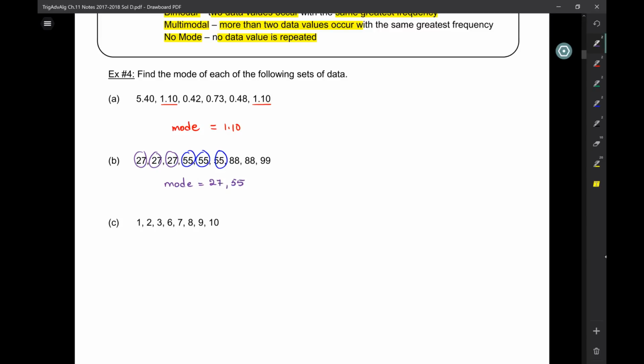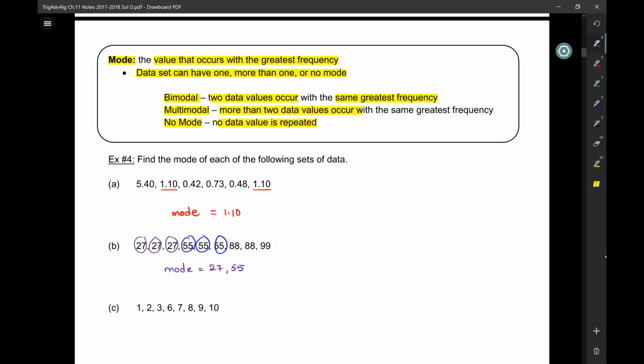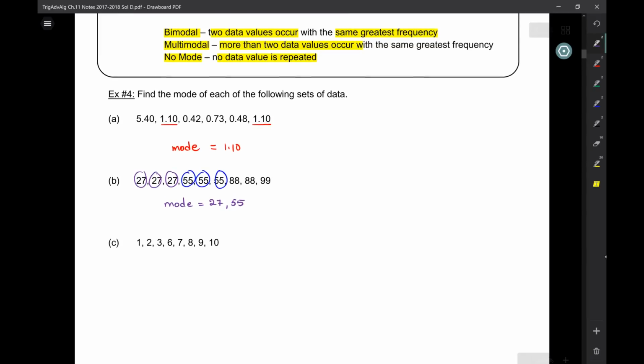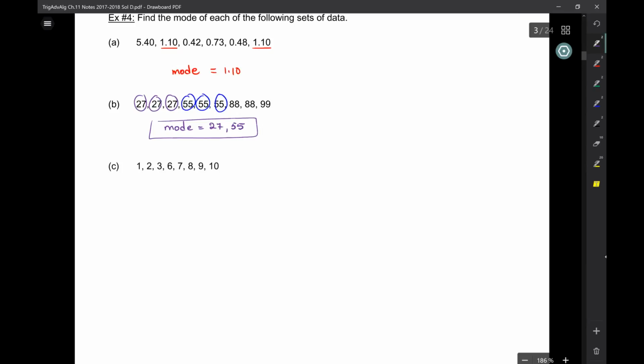First it's important to say what the modes are. And yes, this one has 2 modes. Please remember that this is the value that occurs with the greatest frequency. Okay, so these are the ones that occur most often. All right, and the modes are 27 and 55. Okay, here 1, 2, 3, 6, 7, 8, 9, 10. No mode.